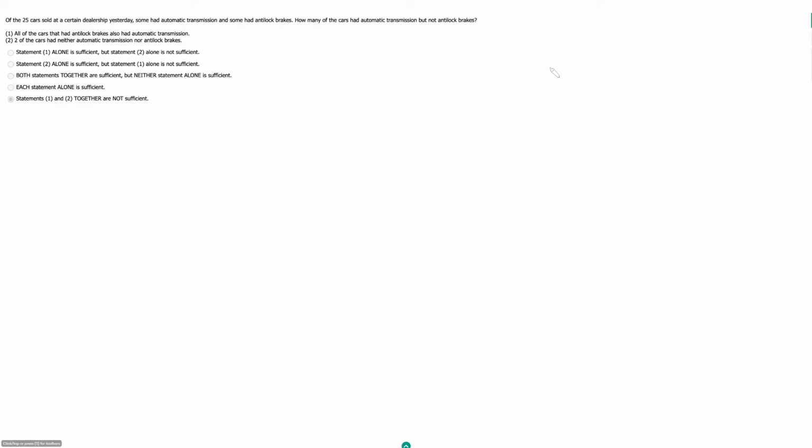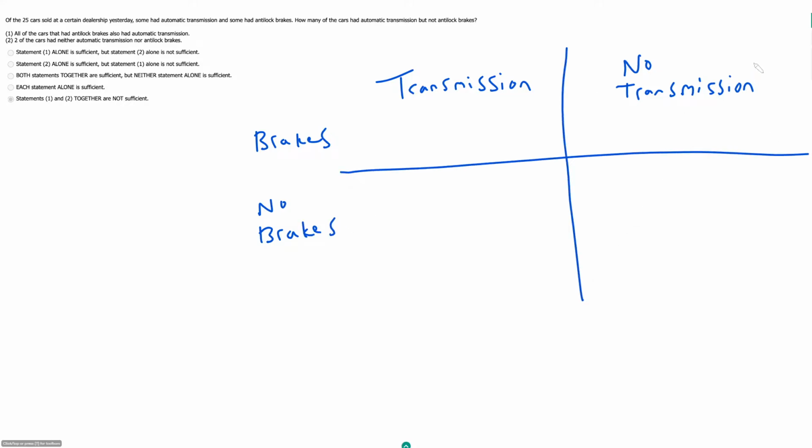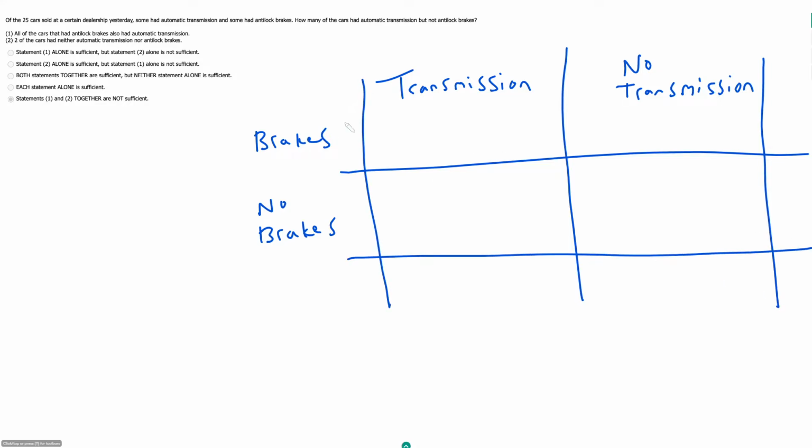What are our groups? We have cars that have the automatic transmission, which means we have to have cars that don't have the automatic transmission. Then we get cars with the anti-lock brakes and cars without the anti-lock brakes. And this should represent all of our cars that we're talking about.